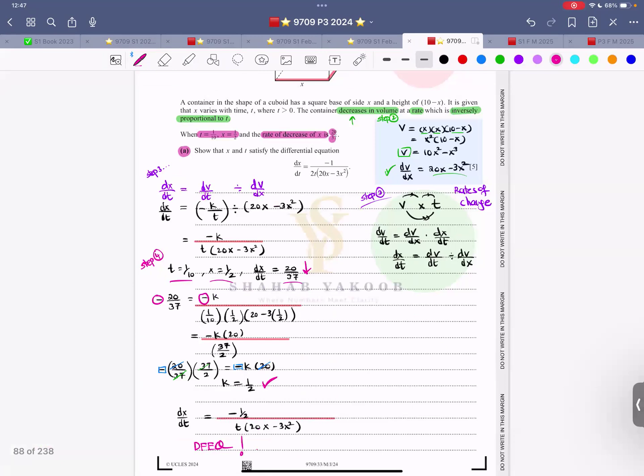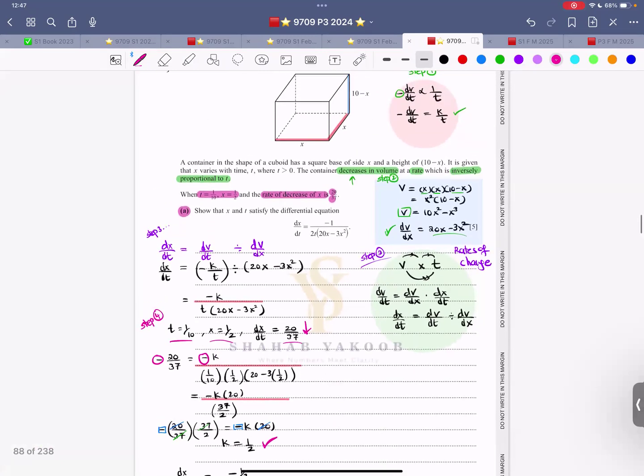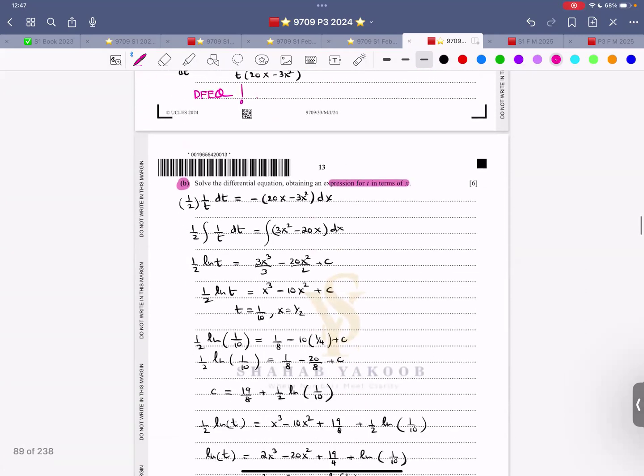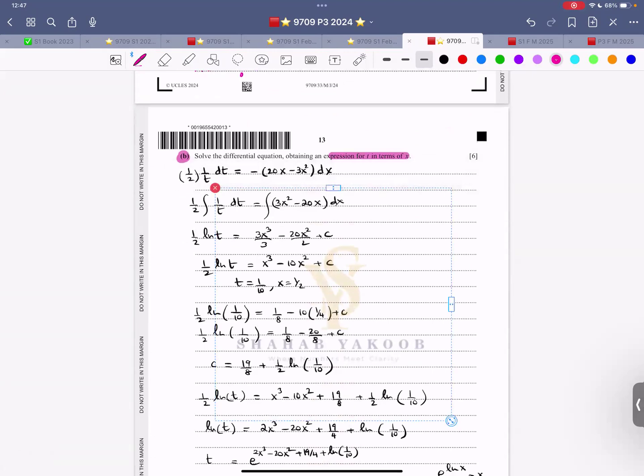Start from the top. That is the first step, and then the second step, and then the third step. Third step continued. Fourth step. So now you need to do all this. There are no shortcuts. Let's move on. Solve the differential equation.